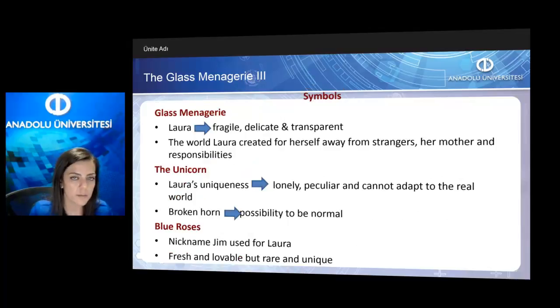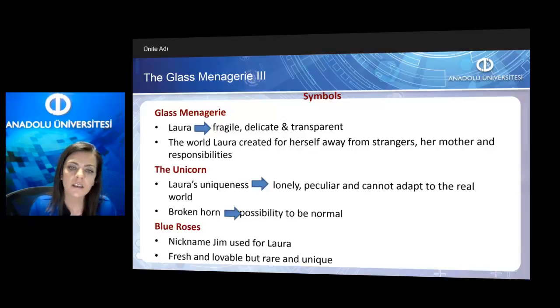There are also some symbols in the play. The first and maybe the most important symbol is the Glass Menagerie, which gives the play its name. Laura has this Glass Menagerie. It's a collection of small ornamented animal figures made of glass. And this Glass Menagerie is a symbol for Laura. Like the Glass Menagerie, Laura is fragile, delicate, and transparent. So this Glass Menagerie also symbolizes the world Laura created for herself, away from strangers, away from her mother, and all the responsibilities. It's a way to escape for Laura.